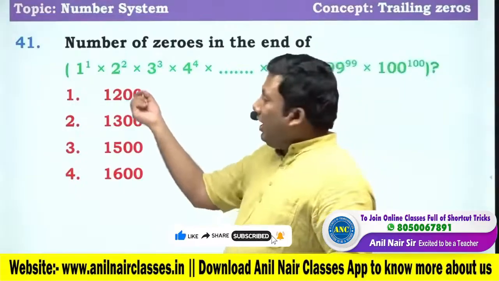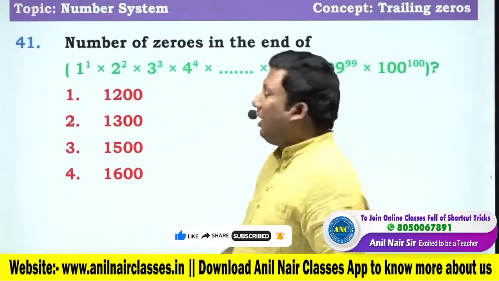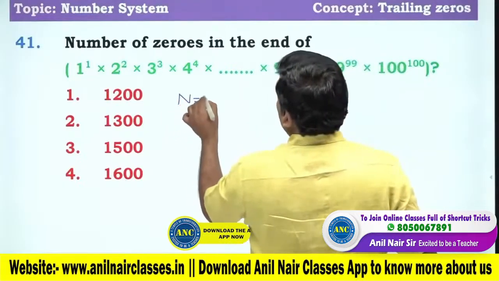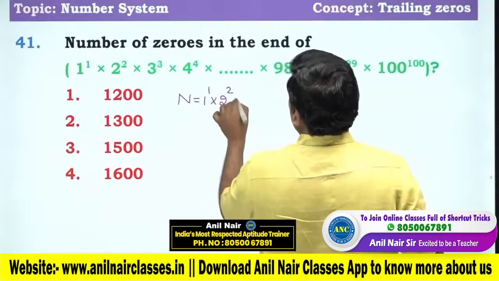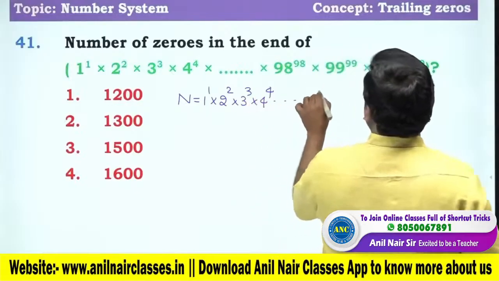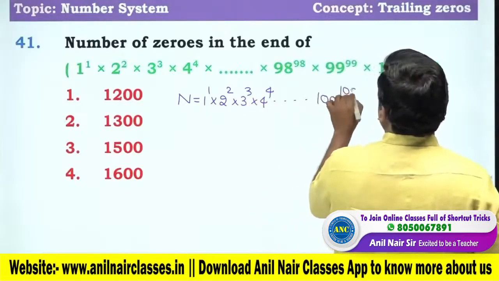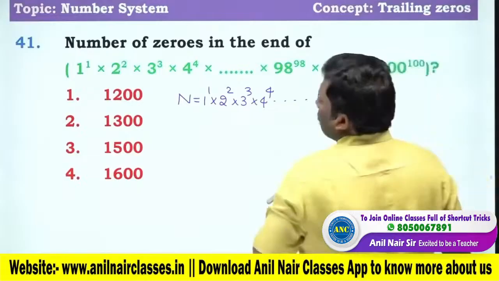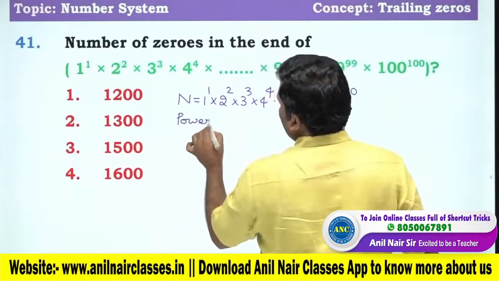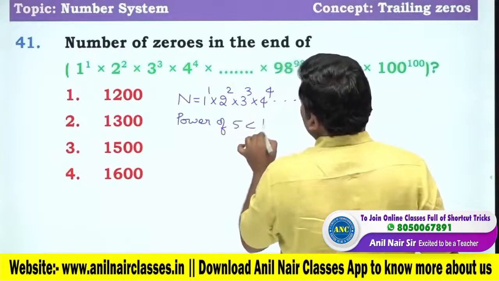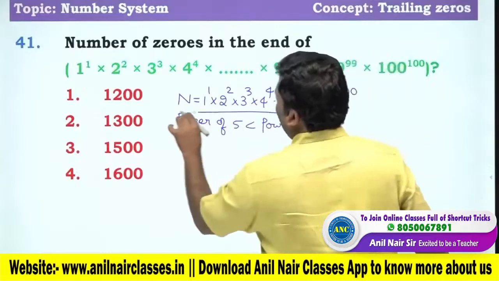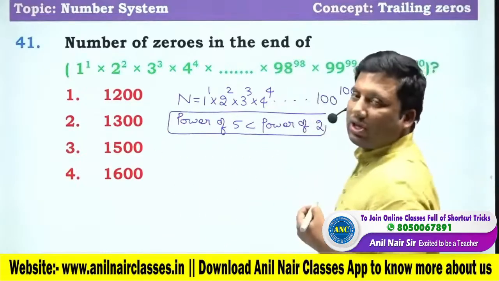If you observe, every second term is a multiple of 2 and every fifth term is a multiple of 5. So n is given by 1 power 1, 2 power 2, 3 power 3, 4 power 4 and so on up to 100 power 100. The power of 5 is always less than the power of 2. Only keep your attention on the powers of 5.